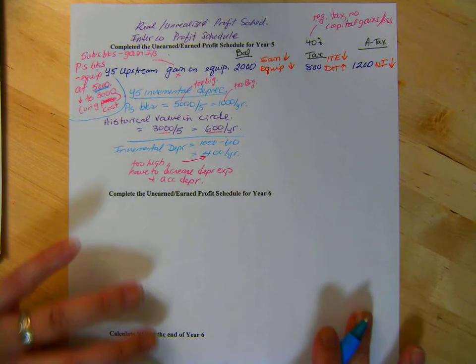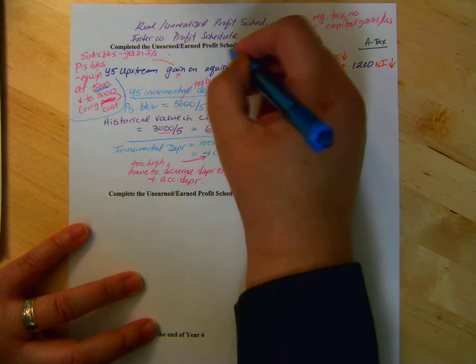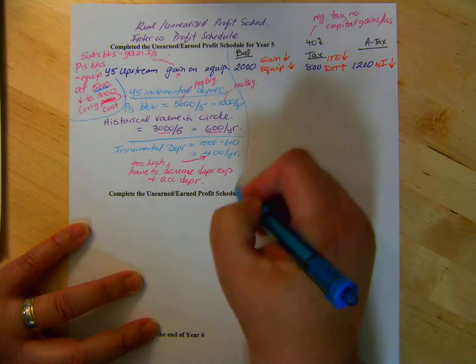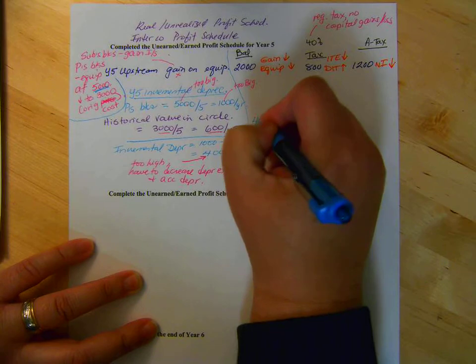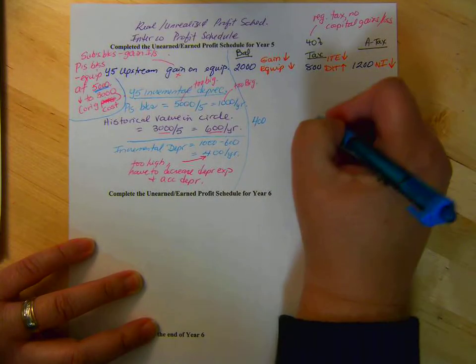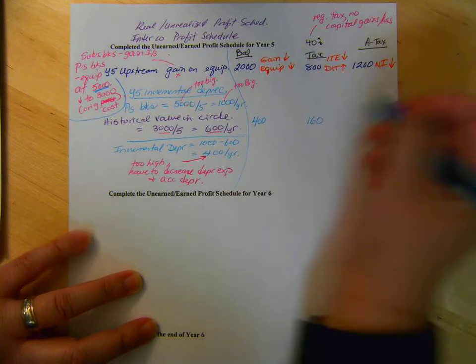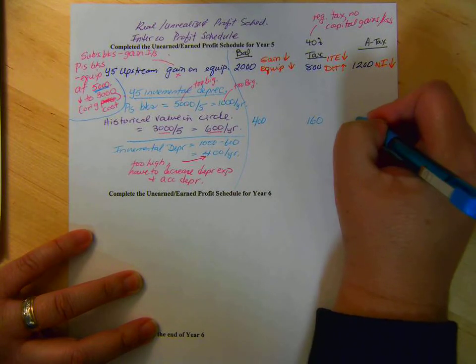So let's put our balance in. Sorry, we had to jog over this way a little. So our balance is going to be 400. That's our incremental depreciation. Our tax is going to be 160. And our after tax is going to be 240.